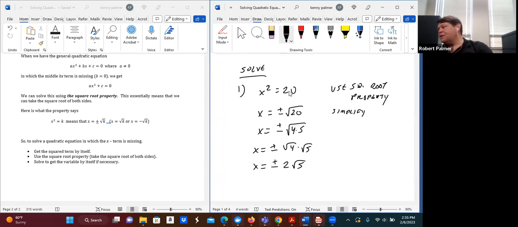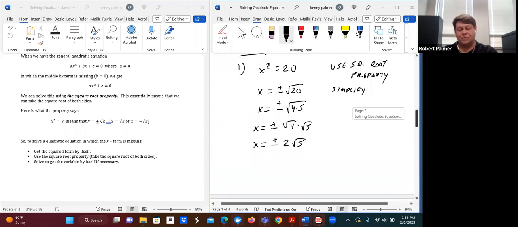Okay. So once again, this is what's called the square root property. And this is when we're basically missing the middle term. We have no single variable term, just a square term and a constant. We can always do this. You can also use the quadratic formula anytime you want with any quadratic equation. It's better to use this way for one like this.